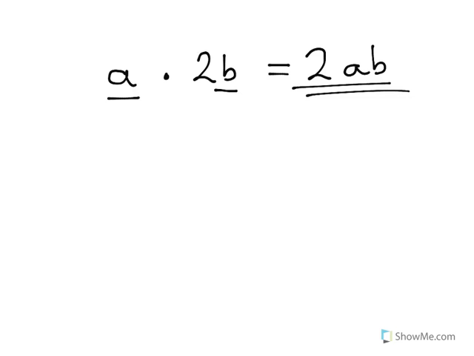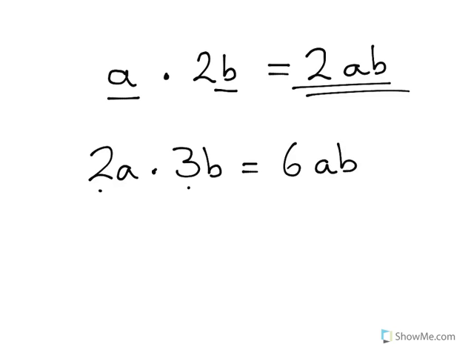If we had a times 2b, then we were allowed to multiply 1 times 2, giving me 2, a times b, giving me ab. So if you're multiplying in algebra, you can combine the letters, not if you're adding and subtracting. So what would 2a multiplied by 3b equal? Well, 2 times 3 would give me 6. a times b will give me ab.